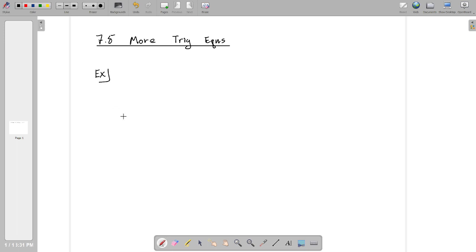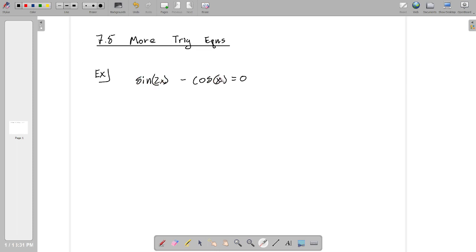Now, there are many trig equations that can be solved by using algebraic methods like we used in the last section, but some of them can't. For instance, this one, sine 2x minus cosine of x is equal to 0. How do you solve this one using algebraic methods? Well, you can't. We have mixed trig functions, sine and cosine, and we also have different angles, sine 2x and just cosine of x.